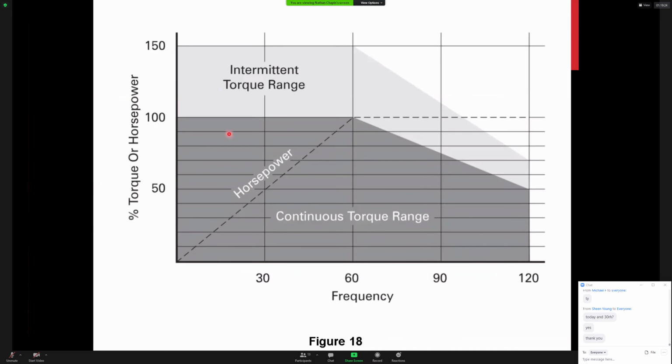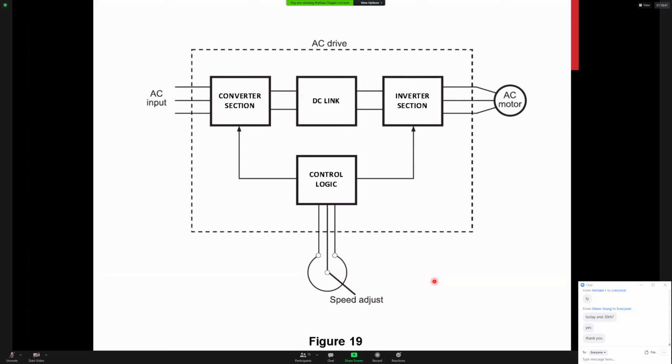Okay, we won't worry too much about this one. I would focus mainly on the constant torque, constant horsepower application. This is just the amount of torque that's available as a motor accelerates and decelerates. Okay, no problem. So let's talk about the 4 main components of a variable frequency drive now.